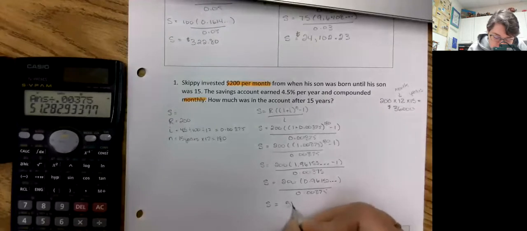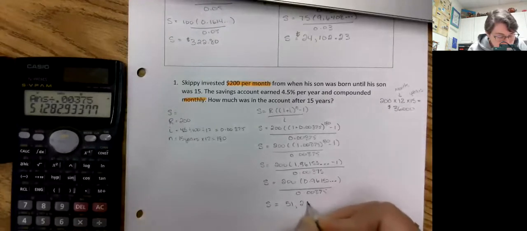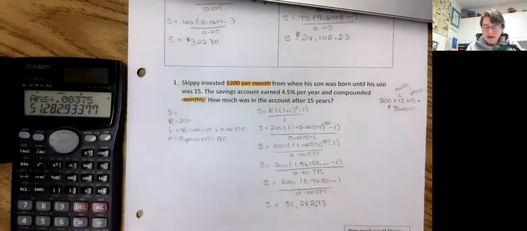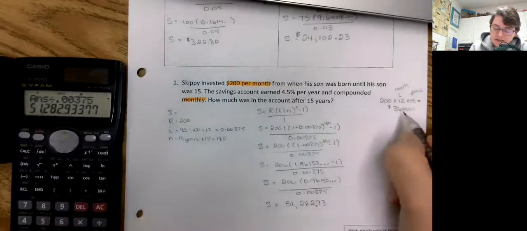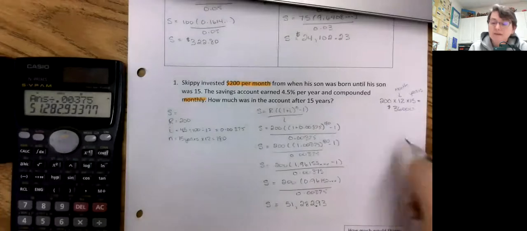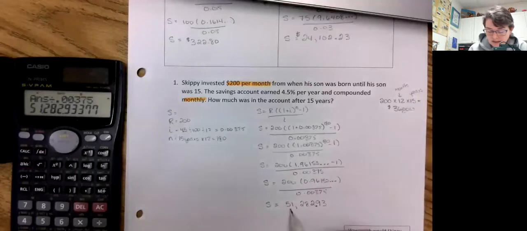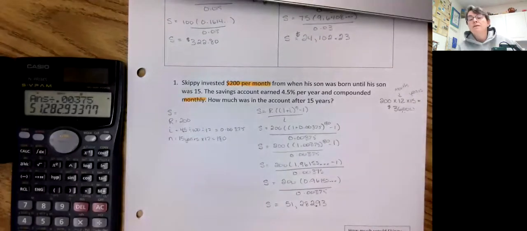So 51,282.93. All right, so my answer seems lovely, because if we just put this money in the sock drawer, there'd be $36,000 there. We have 51,000. So annuities are actually a way more reasonable way to save than probably anything else.